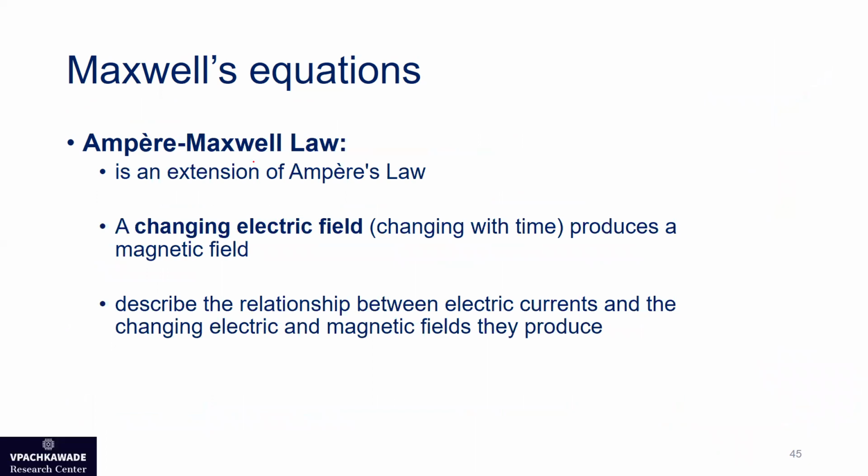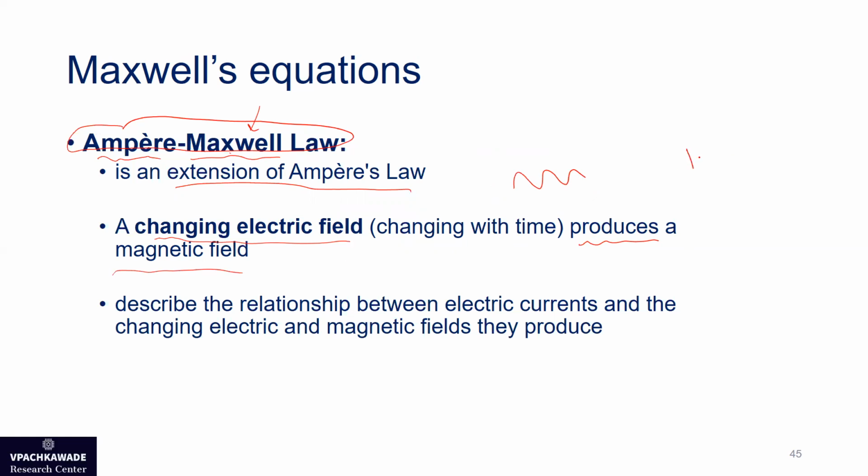Now, what Maxwell did, Maxwell just modified or improved Ampere's law. That's why the fourth and final law is in combination called Ampere's Maxwell law. So it's basically an extension of Ampere's circuit law that we have just seen. Maxwell's contribution is that it describes the changing electric field, not the steady electric field. And it says that the changing electric field produces the magnetic field.